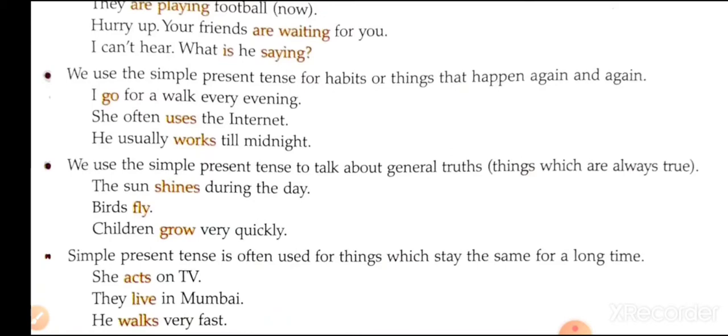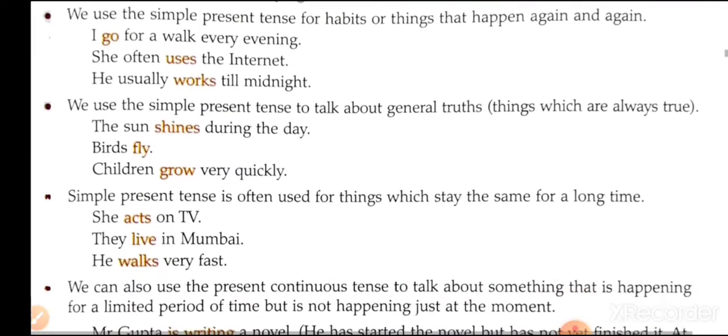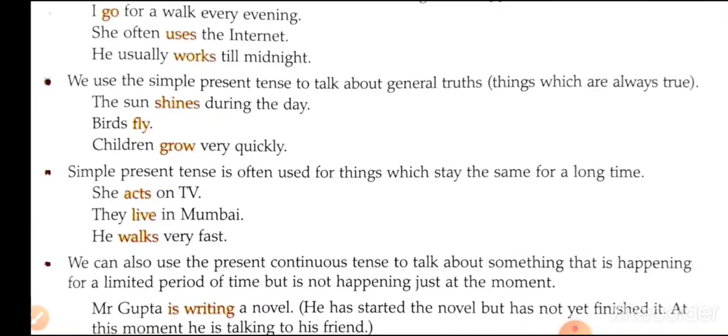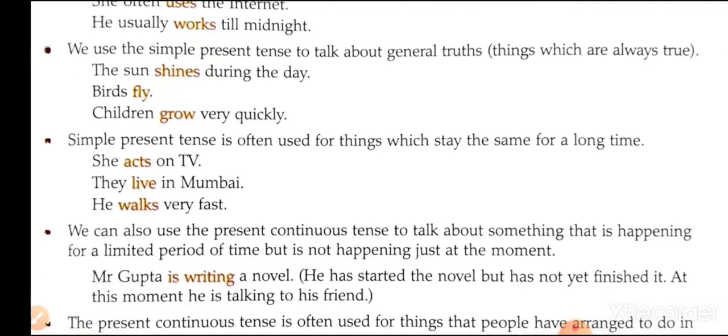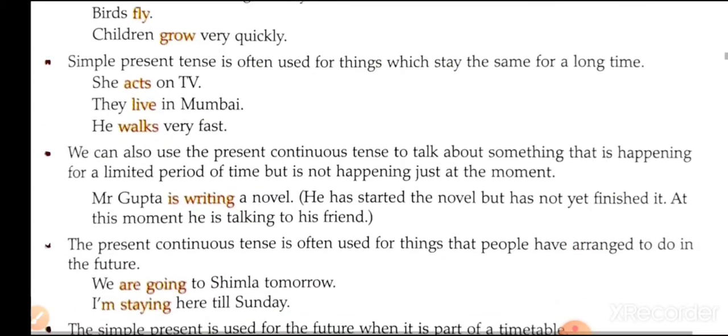We use the simple present tense for habits or things that happen again and again. I go for a walk every evening. She often uses the internet. He usually works till midnight. We use the simple present tense to talk about general truths, things which are always true. The sun shines during the day, birds fly, children grow very quickly. Simple present tense is often used for things which stay the same for a long time. She acts on TV. They live in Mumbai. He walks very fast.